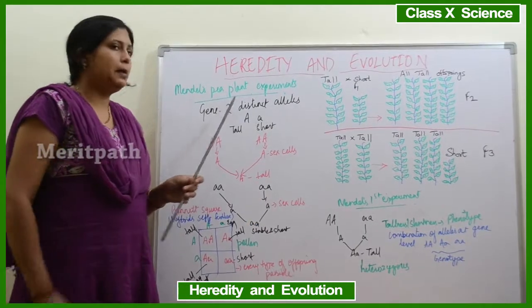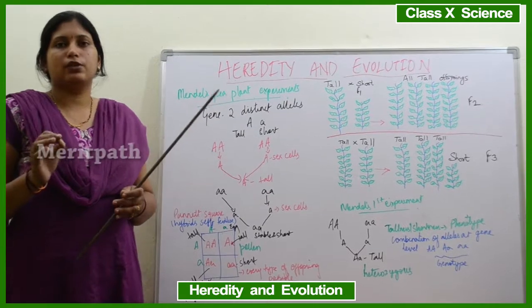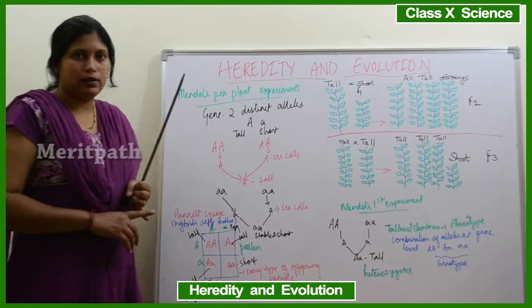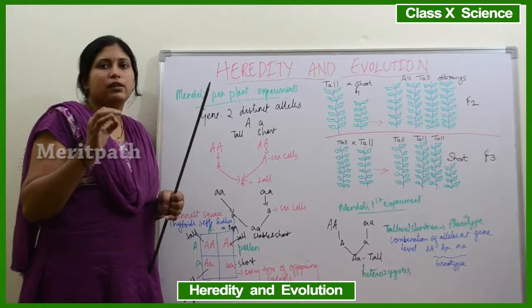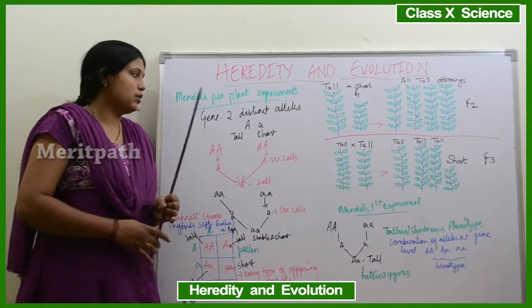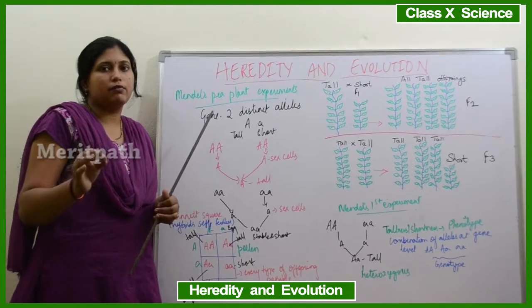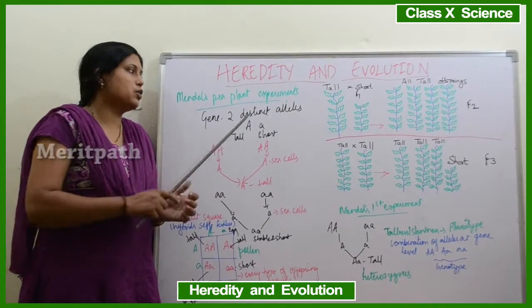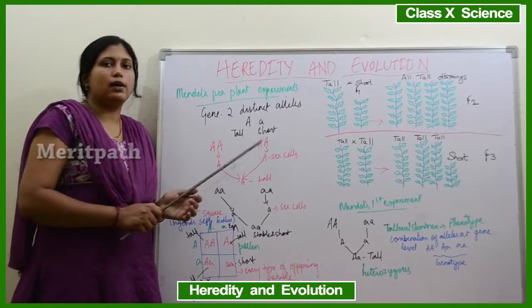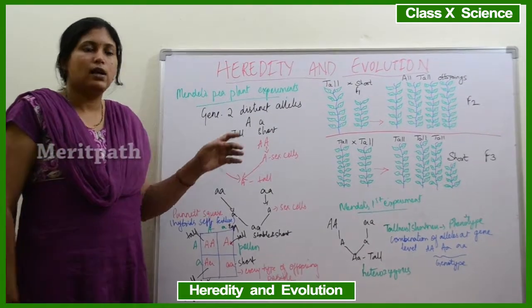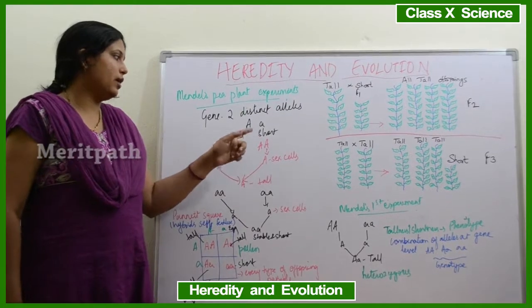So in Mendel's pea plant experiment, now we have understood that one gene comes from the mother, that is the egg, and one comes from the father, that is the pollen grains or the anther. So one pair, one new offspring gene has 2 distinct alleles. The 2 distinct alleles will be capital A and small a. Capital A stands for tallness and small a stands for shortness.